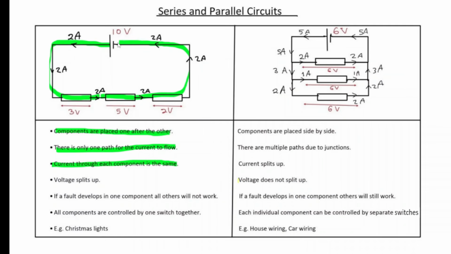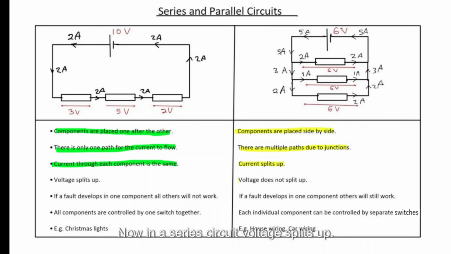It is 2 amps. But in a parallel circuit, components are placed side by side. So this one and this one and this one are side by side. And there are multiple paths due to junctions. So the current can come like that and the current can split up. So you get 2 amps here, 3 amps here, that can again split up depending on the resistance. 1 amp here, 2 amps here, like that. So the current splits up.